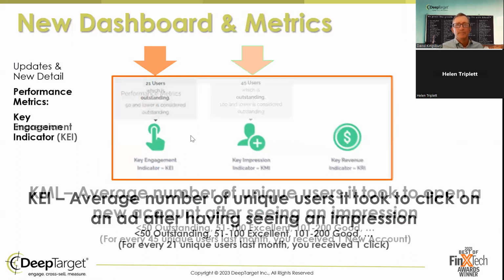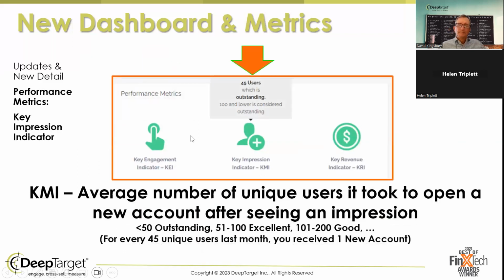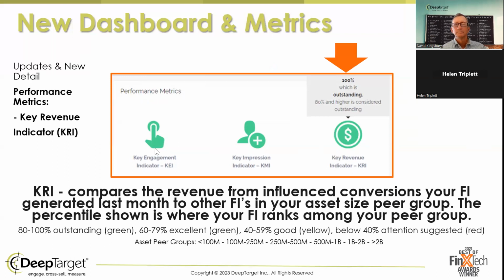Awesome. Okay. Good. And the next one is your KMI. This is your key impression indicator. So this is telling you, on average, how many unique users it takes to open an account after having seen an impression of an ad. So this is telling you how effective your ads are in opening new products. In this instance, we're seeing 45 users. So that's saying every 45th user for this particular customer is opening a new product.